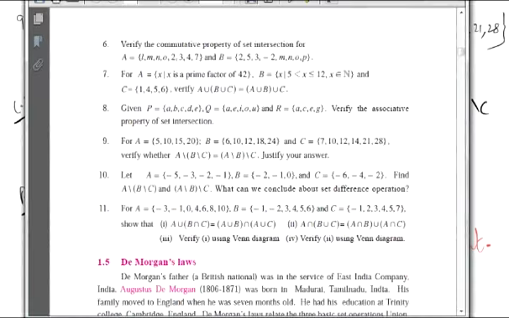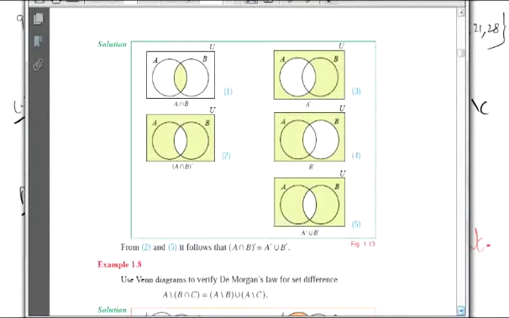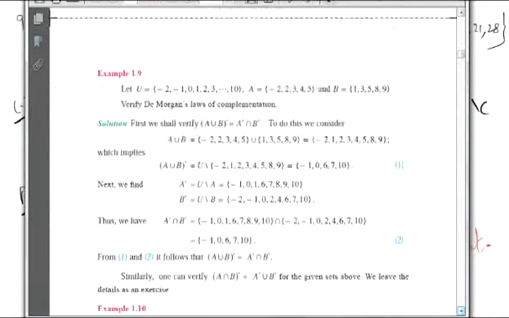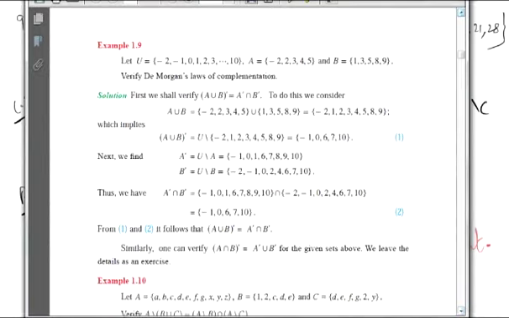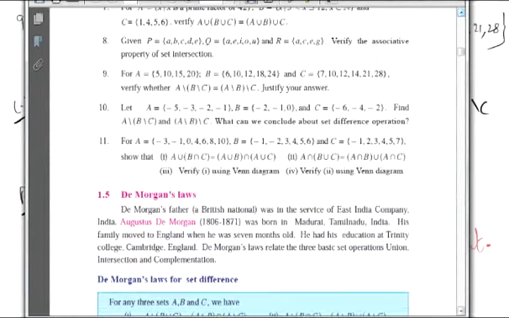Then I guess we are running out of time now. So let's do 10th, 11th and a couple of other theory and examples that we have in the next session. Okay. Let's do it next session.